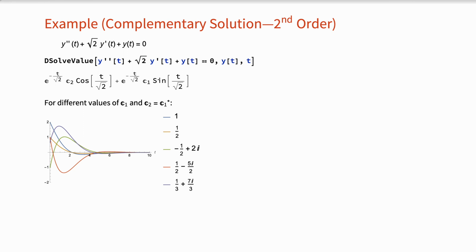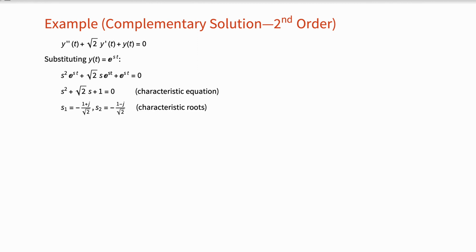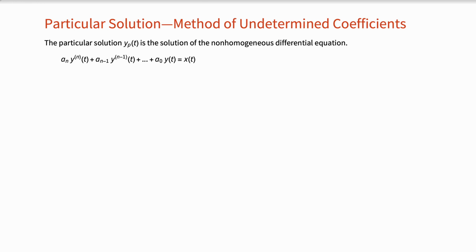If we were to find this complementary solution by hand, we would consider the solution y(t) equal to e^(st) and substitute it into the differential equation again. Simplify and get the characteristic equation as shown here. And then we find the characteristic roots s1 and s2. Now, since these roots are distinct, the solution will be a linear combination of these two exponential terms here.